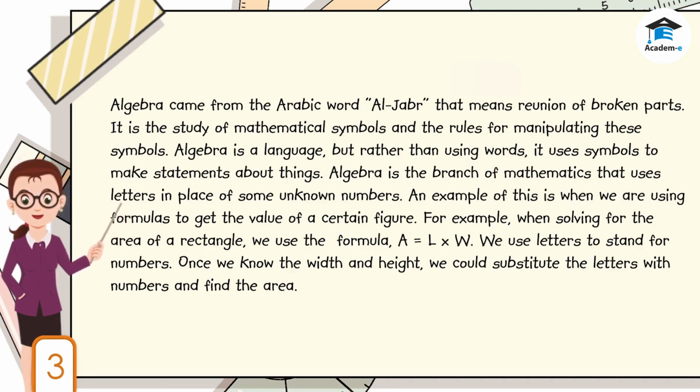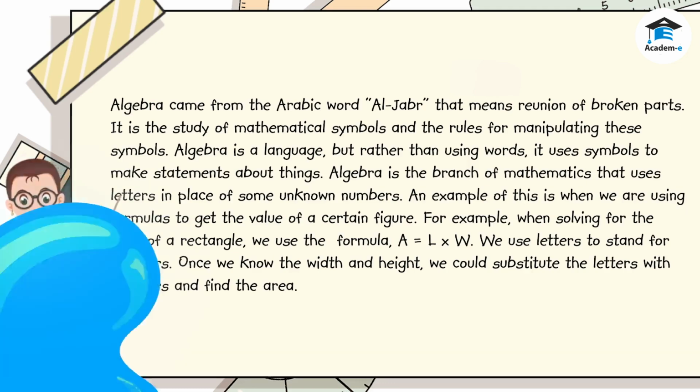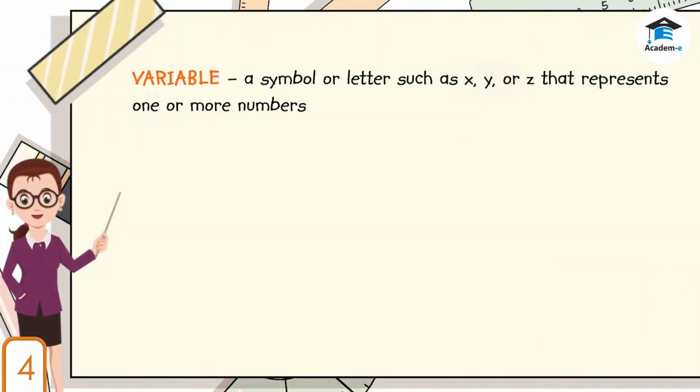For example, when solving for the area of a rectangle, we use the formula A equals L times W. We use letters to stand for numbers. Once we know the width and height, we could substitute the letters with numbers and find the area. Here are some words that are often encountered when studying algebra. A variable is a symbol or letter such as x, y, or z that represents one or more numbers.